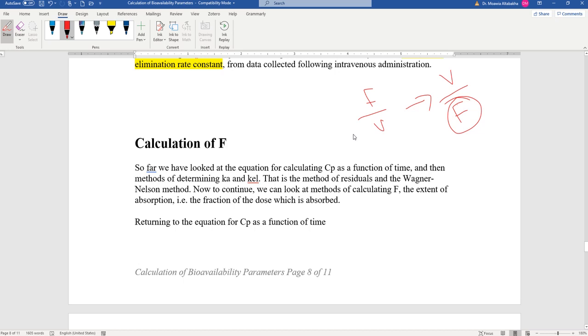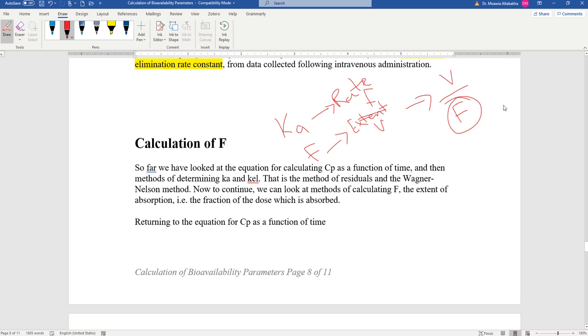This is part 2 of the topic calculation of bioavailability parameters. We talked about the calculation of Ka. Ka is an indication of the rate. And now we are going to talk about the calculation of F, which is an indication of the extent.